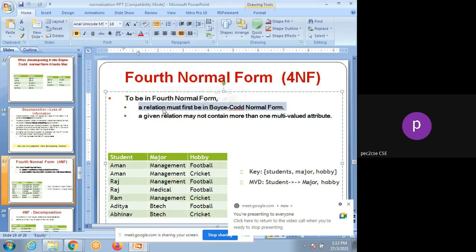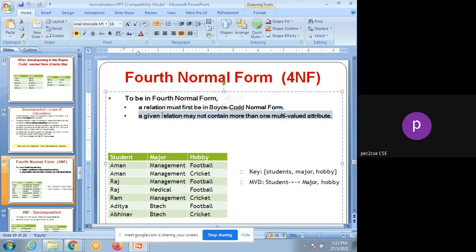First, the relation must be in Boyce-Codd normal form. Relation, the other name of relation is table. So the table should be in Boyce-Codd normal form, and that table may not contain more than one multi-valued attribute. The table should not contain more than one multi-valued attribute.